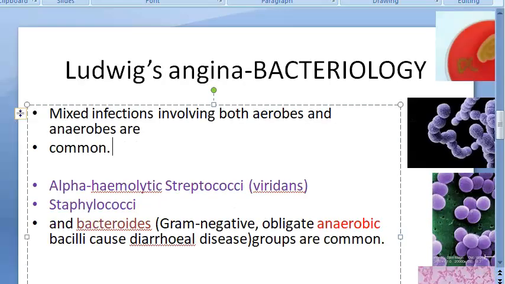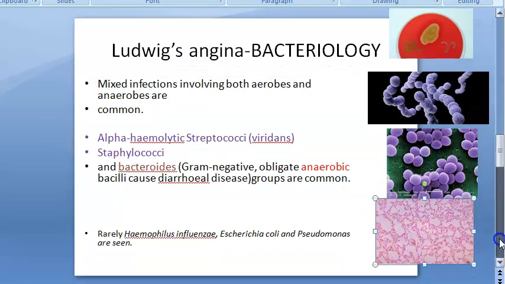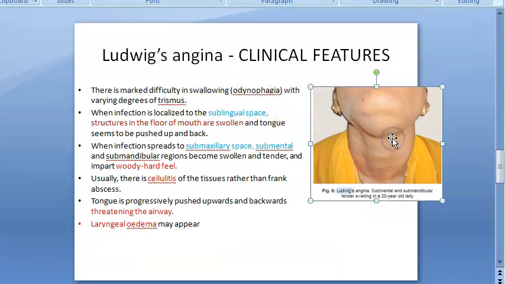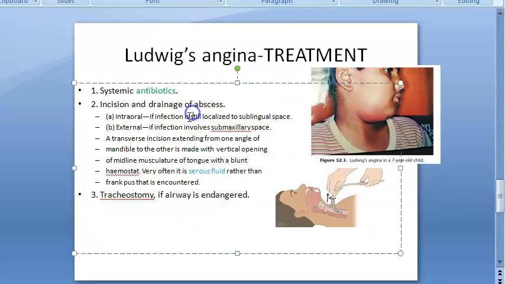Then bacteriology, blame three things: alpha hemolytic streptococci, the viridans group, you can blame the staphylococcus and the bacteroides, which is gram-negative. Then clinical features, they'll have odynophagia, trismus, structures in the floor of mouth are swollen, tongue is pushed back, and in the submaxillary space, the woody hard feeling will be there, cellulitis will be there, not exactly abscess. There is threatening of the airway because of the tongue going backwards and upwards, and laryngeal edema also can threaten the airway.